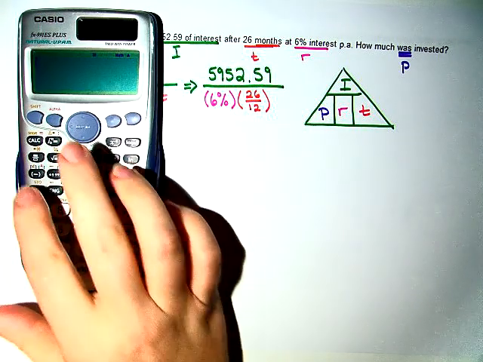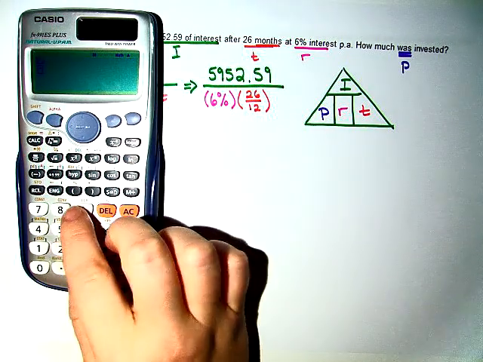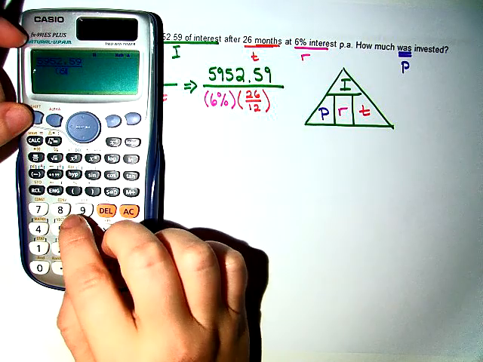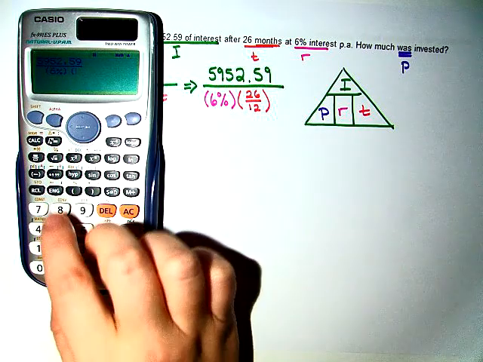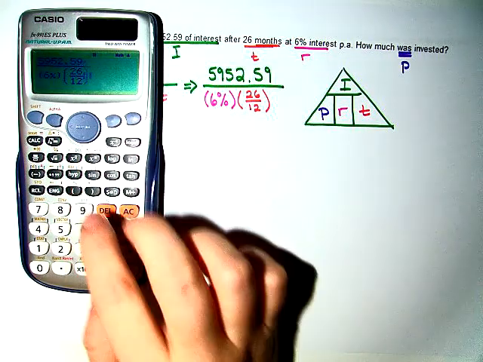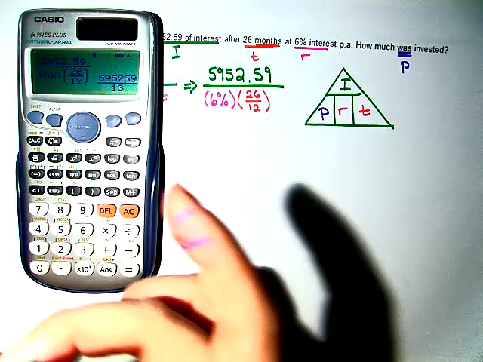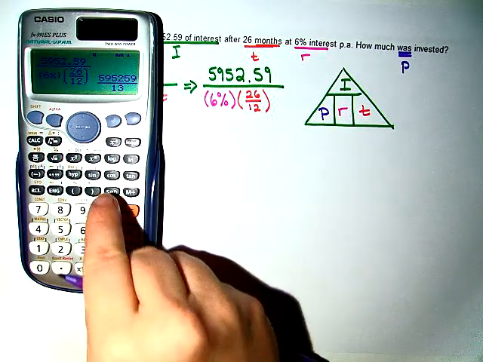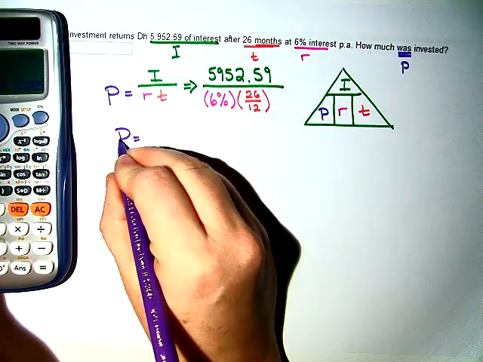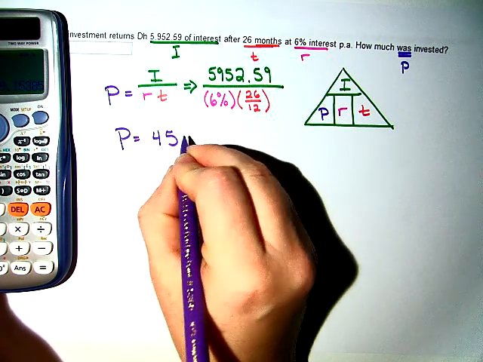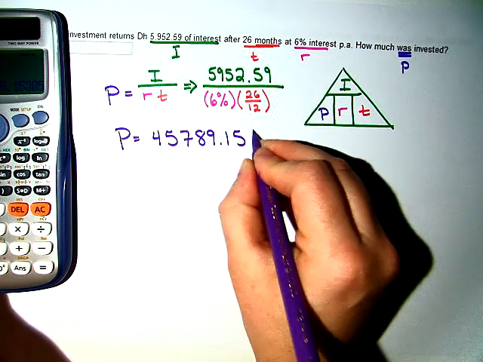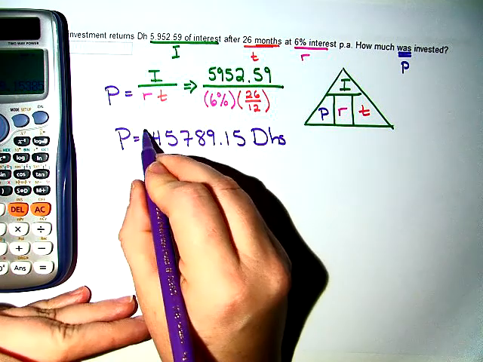And we're going to put it in the calculator exactly as we see it now, with no derivations. 5952.59 goes on the top, 6% multiplied by a fraction, 26 over 12. And we get that the amount that was originally invested, or my principal, is 45789.15 dirhams.